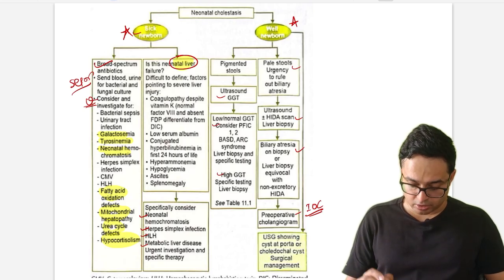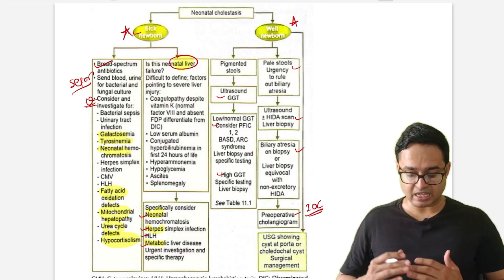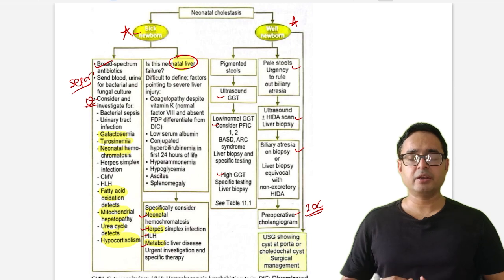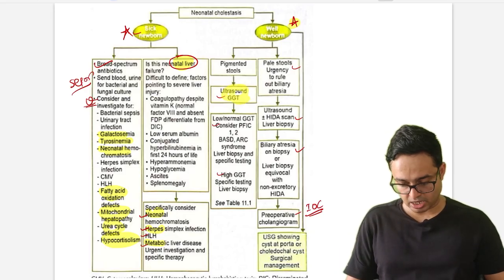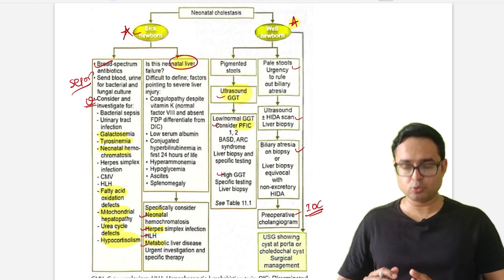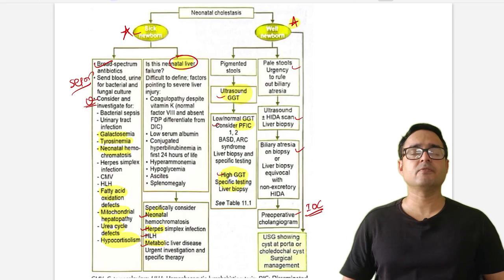Neonatal liver failure: neonatal hemochromatosis, HLH, metabolic liver disease, and urgent investigation for specific therapy is required. So, this is the sick newborn algorithm for neonatal cholestasis. If you find the newborn is well, see if the neonate has pigmented stool. If yes, you have to do ultrasound and GGT. So PFIC you should consider. In PFIC 1 and 2 the GGT levels are normal, and in PFIC 3 GGT levels are high, very much important.